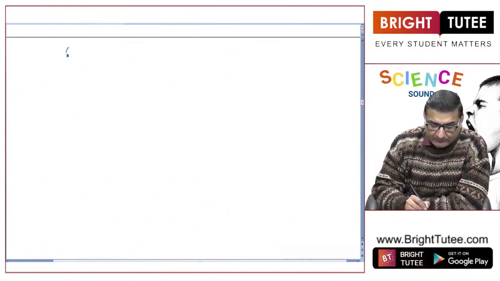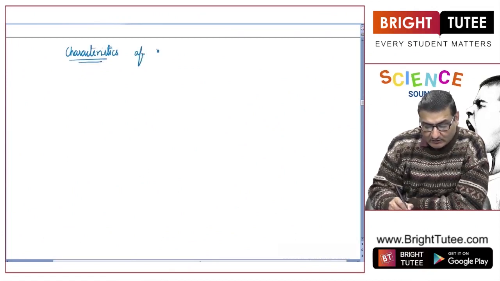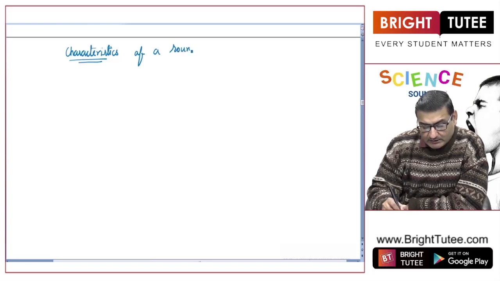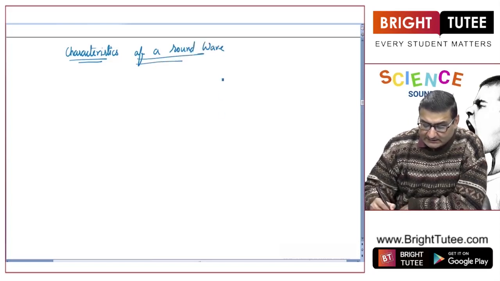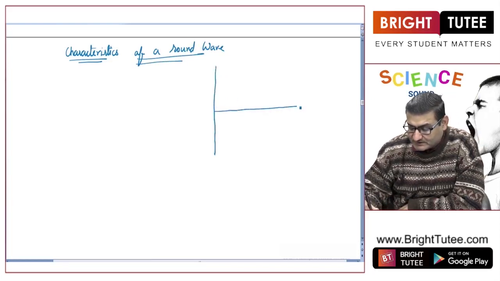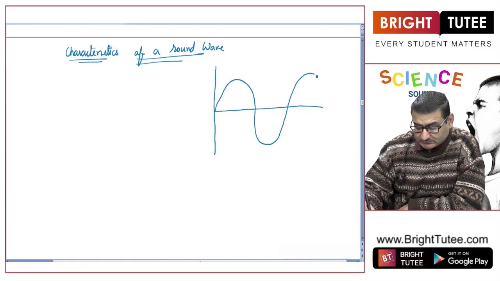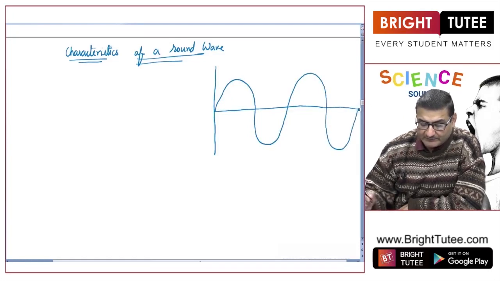There are a few characteristics of sound waves. They are very important. Let us try to relate the characteristics of a sound wave. Now we have seen this is a kind of sound wave. Let us try to relate. We have made this sound wave like this. Okay, this is a kind of sound wave.